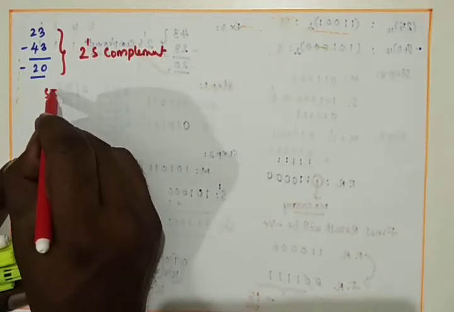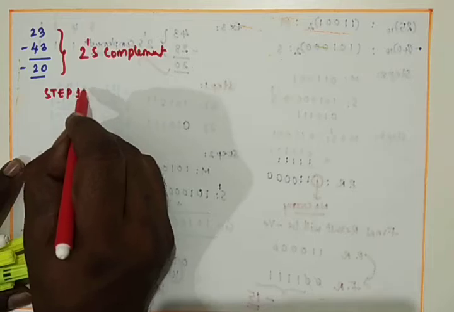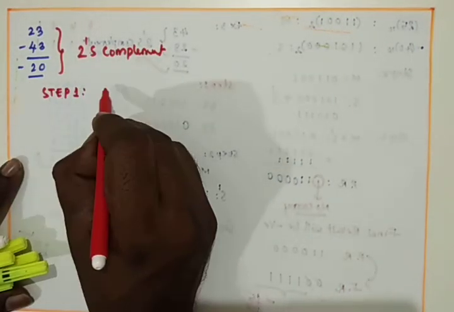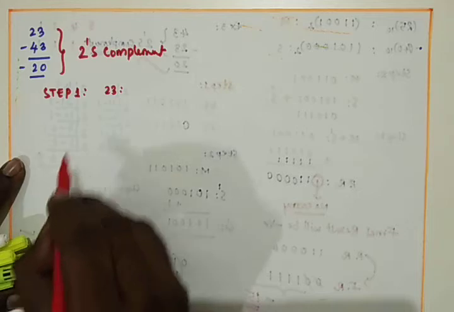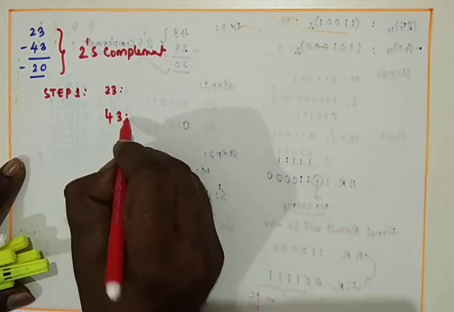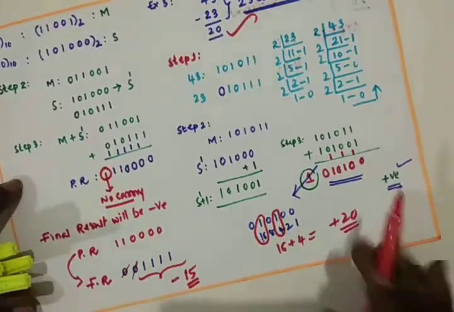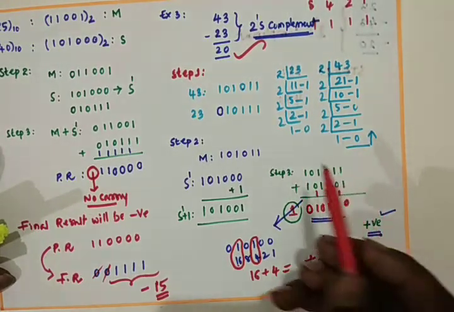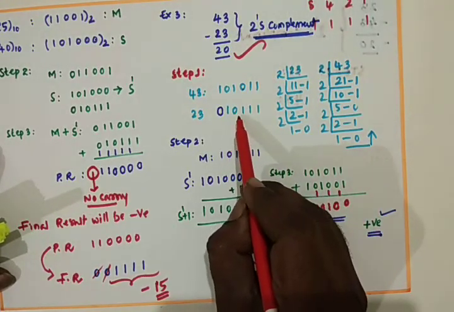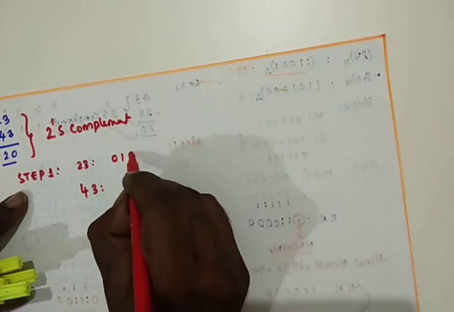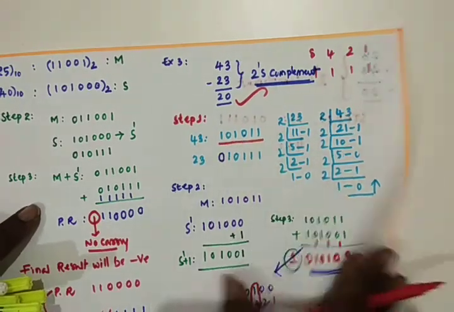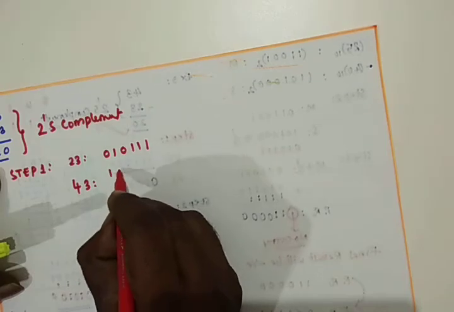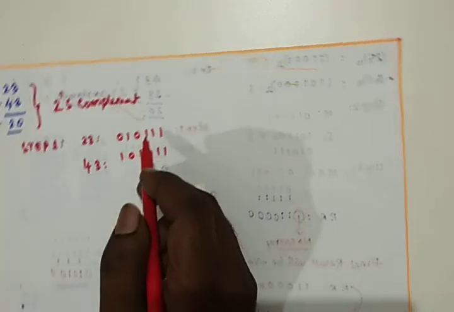Step 1: we have to convert 23 into binary form, and 43 also into binary form. 23 in binary form is 0, 1, 0, 1, 1, 1. And 43 in binary form is 1, 0, 1, 0, 1, 1. This is 23 and this is 43.